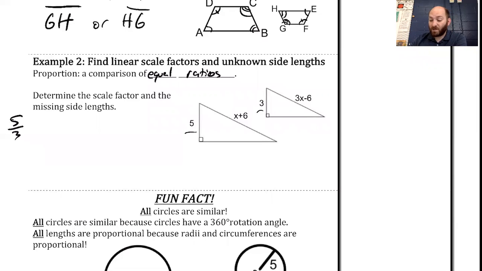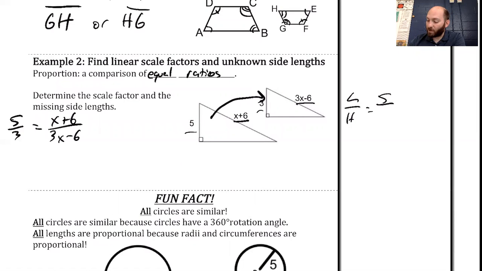To find these sides, I'm going to do the same thing, large over small. It doesn't matter if I went small over large, you just need to be consistent. So I'm going to do x plus 6 over 3x minus 6. Another way I could have done that is to compare this leg to hypotenuse. Then I would have 5 over x plus 6, 3 over 3x minus 6. It doesn't matter.